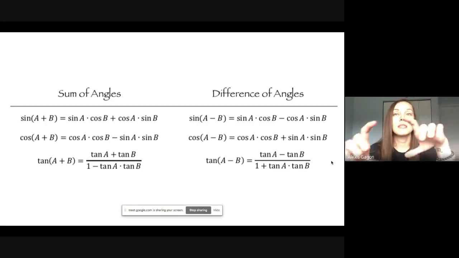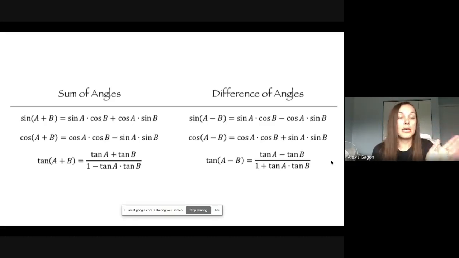And we use these to find values that aren't on the unit circle, because we can find the sine of 30 easy. We could find the cosine of 120 easy, or even the tangent of 180, because those are all on the unit circle. What we're using the sum and difference for is when you're trying to find values that aren't on the unit circle. As I go through this, if you have questions, just unmute yourself and interrupt me. It's not rude to interrupt me. That's kind of the name of the game for this online stuff.